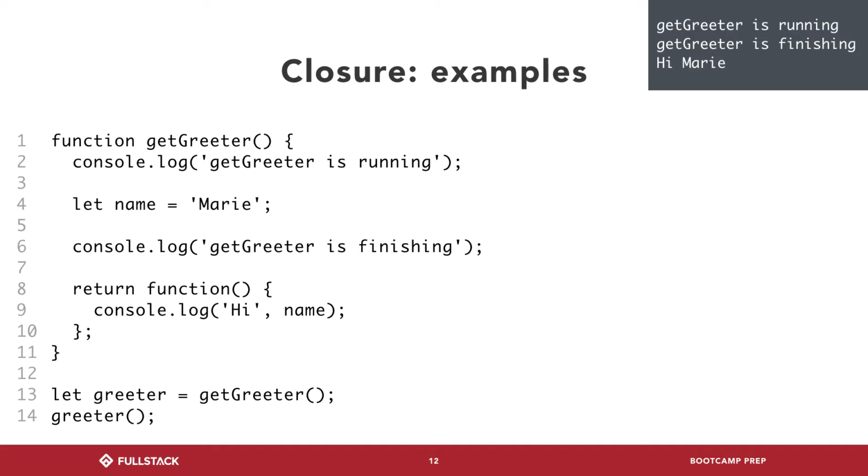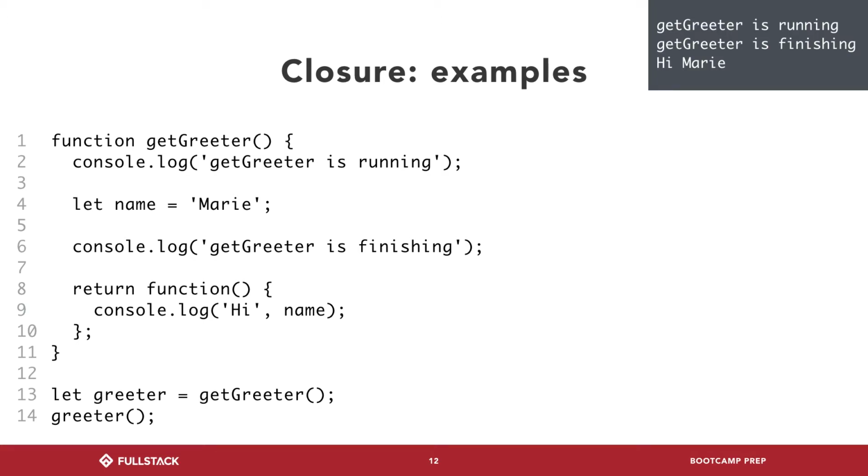And so when I invoke greeter on line 14, even though I'm invoking greeter outside of the scope of the getGreeter function on lines 1 through 11, that function still has access to the variables inside of the getGreeter scope because that's where the function was created. And so therefore, when I run greeter on line 14, I am still able to get access to the name variable in the getGreeter scope on line 4 there. And so that's why on line 14, when I run greeter, I am still able to print out hi Marie.